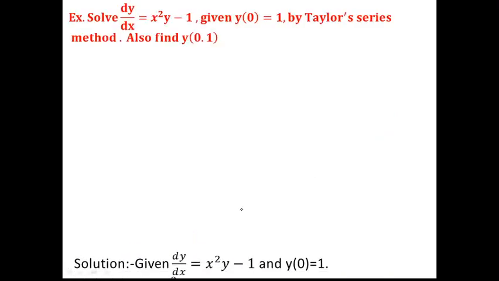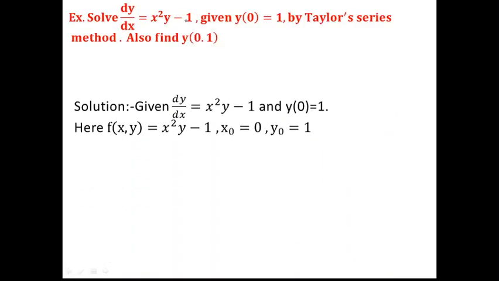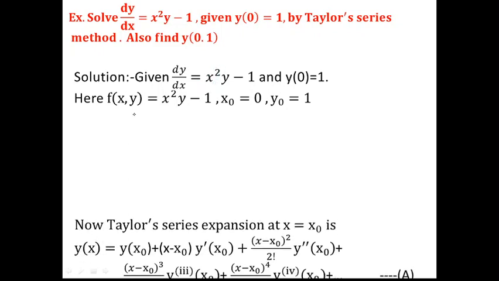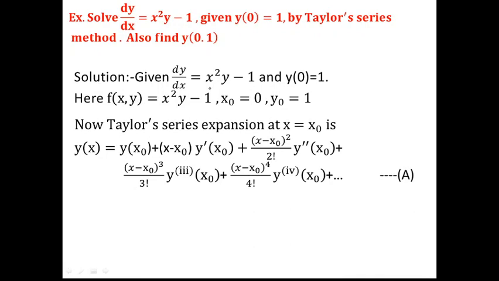Now let's have the next example. So here also we have to solve the differential equation and find the value of y at x equal to 0.1. So let's start with the given information, then find the required information, that is f of x, y, x0 and y0. I hope you know very well how to find f of x, y.